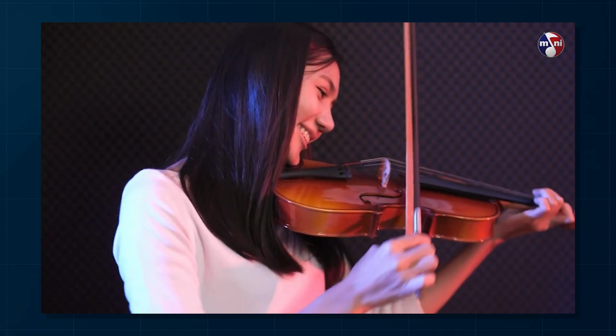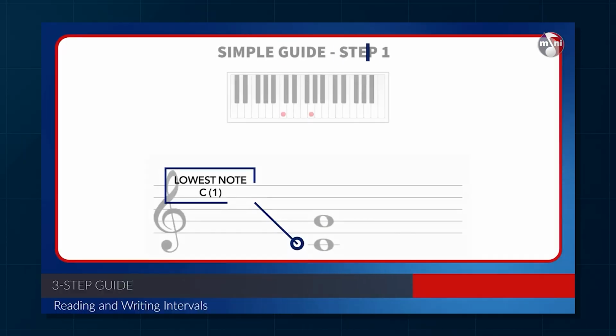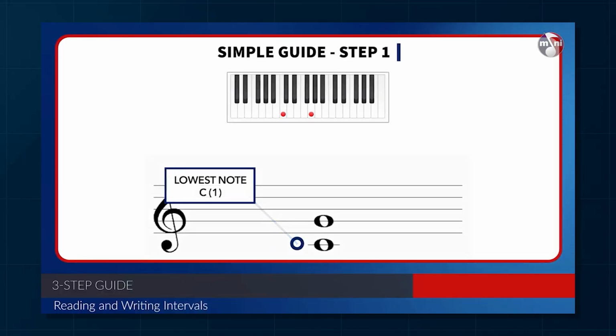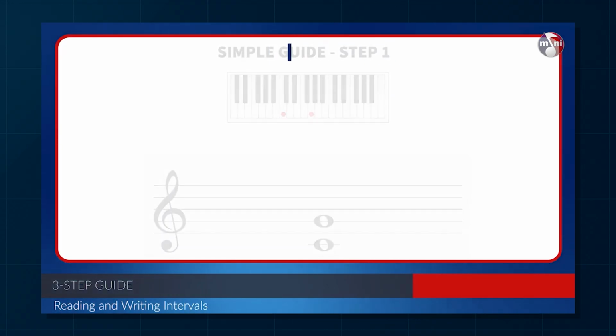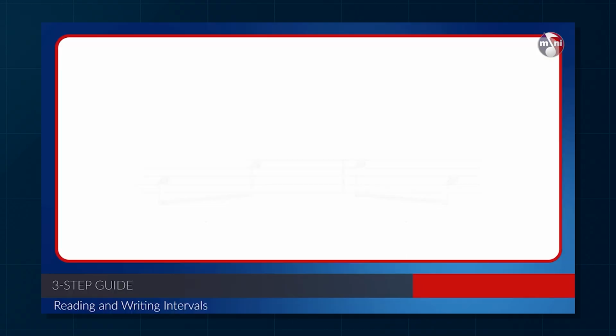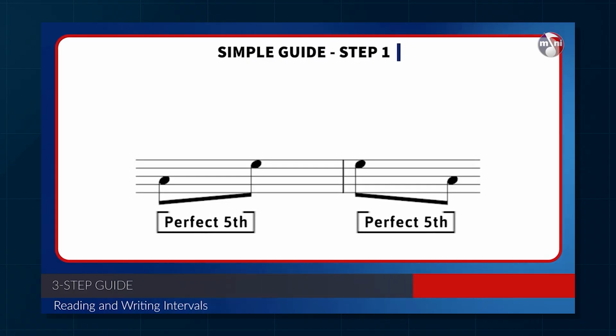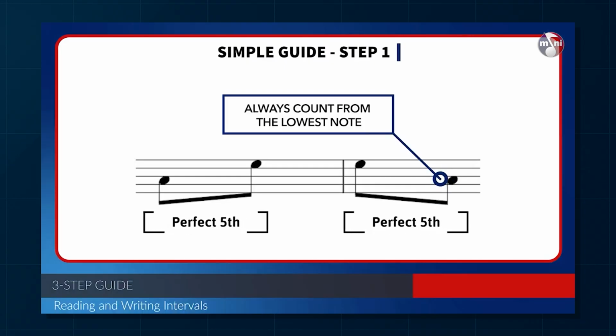As I mentioned earlier, and being a man of my word, we now have a simple 3-step approach to intervals, which will take your knowledge to the next level. Step number 1, always identify the lowest note. In this case, we're using a middle C. Count this note as number 1. Always start counting from the lower note no matter what order you play them.